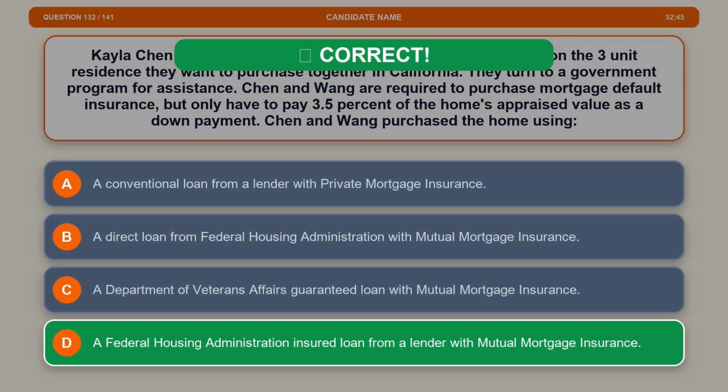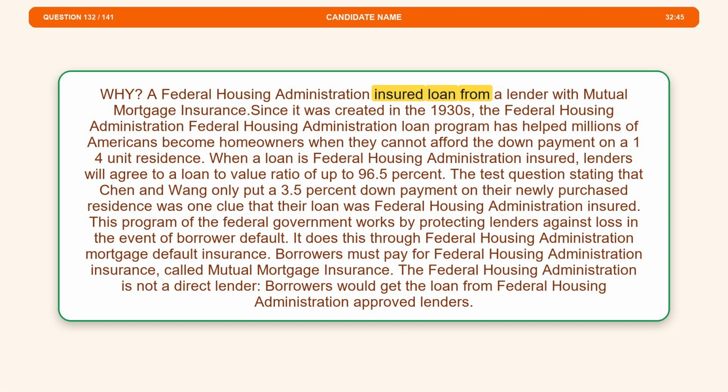The correct answer is option D. Federal Housing Administration insured loan from a lender with mutual mortgage insurance. Since it was created in the 1930s, the Federal Housing Administration Loan Program has helped millions of Americans become homeowners when they cannot afford the down payment on a 1- to 4-unit residence. When a loan is Federal Housing Administration insured, lenders will agree to a loan-to-value ratio of up to 96.5%. The test question stating that Chen and Wine only put a 3.5% down payment on their newly purchased residence was one clue that their loan was Federal Housing Administration insured.